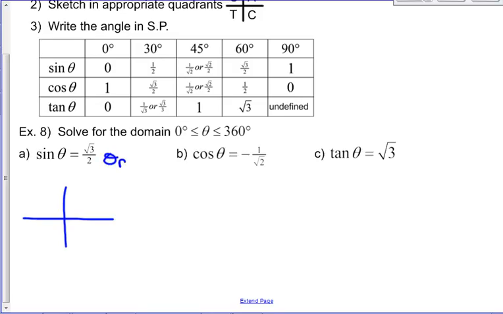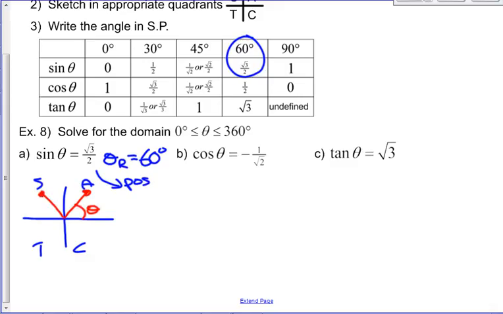Well, first of all, a sine of root 3 over 2 is an angle of 60 degrees, which I could, again, also have done by taking a look at the special triangle and saying, oh yeah, for 60 I've got opposite over hypotenuse of root 3 over 2. However you do it, you need to come up with that reference angle. And now we have to notice it's positive. Well, where is sine positive? It's positive in quadrant 1 and quadrant 2. And we're looking at theta reference of 60 degrees.